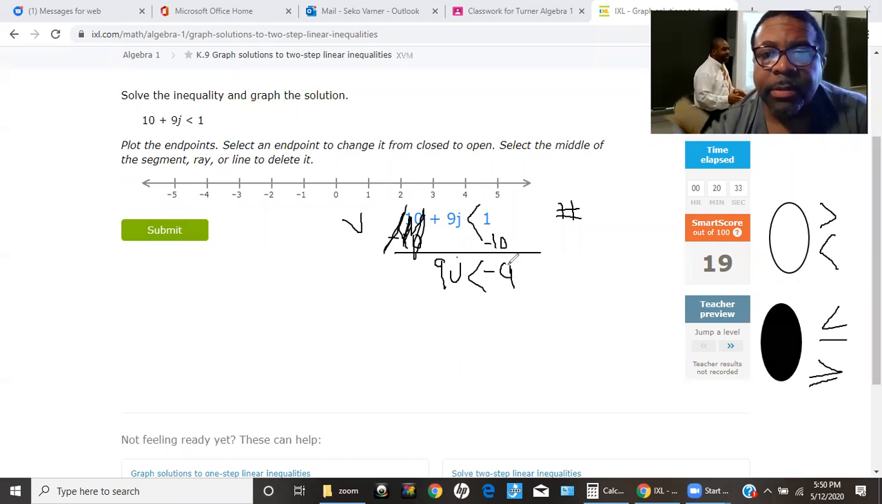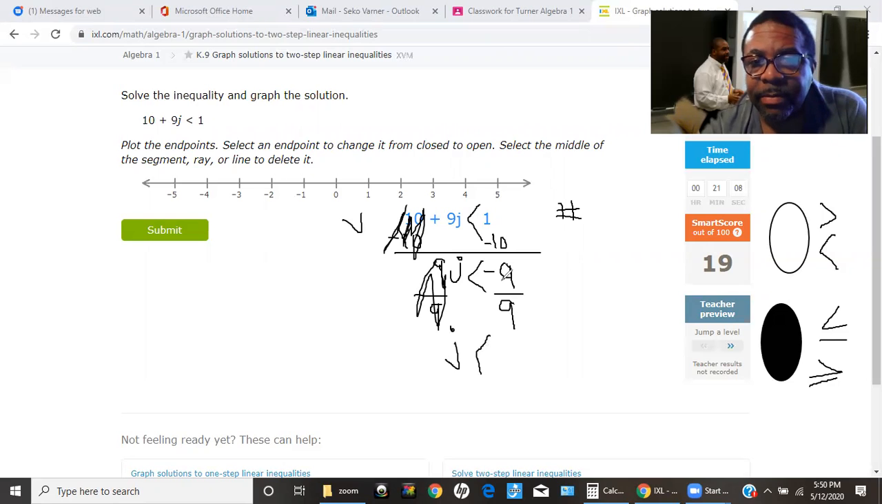So -9. Now we need to solve for j. This is really 9j, 9 times j, so we're going to divide by 9 on both sides. 9 into 9 is 1, so they cancel each other out. That leaves you with j is less than -9 divided by 9, which is -1.